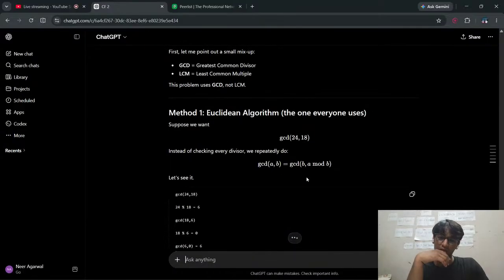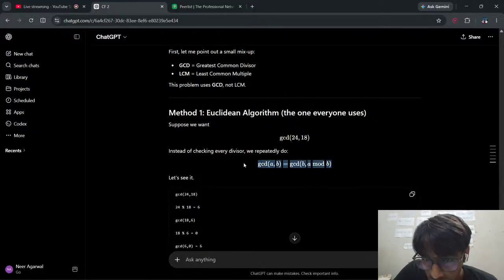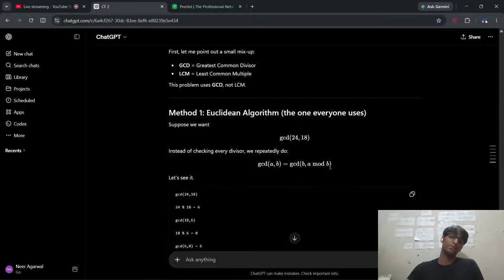Both are the same basically. This is something I learned while browsing through Wikipedia: GCD of a comma b is basically GCD of b comma a mod b. There is so much to learn. People say that there is nothing to learn. GCD of b comma a mod b. This is a good thing which we learned, and we can remember this as well.